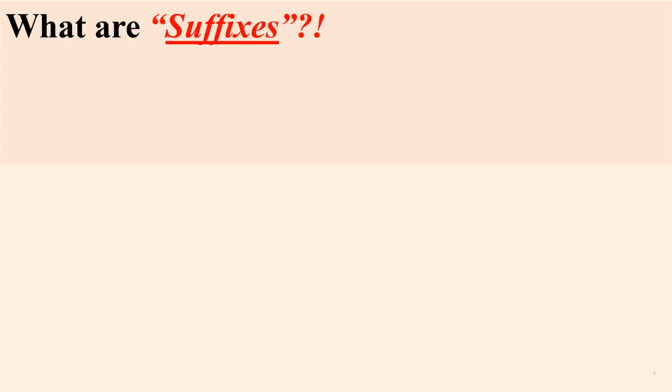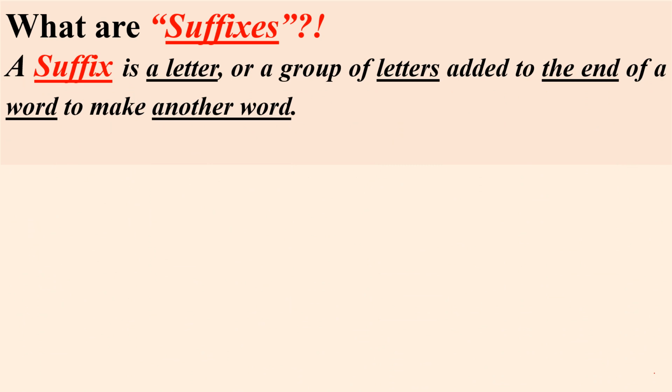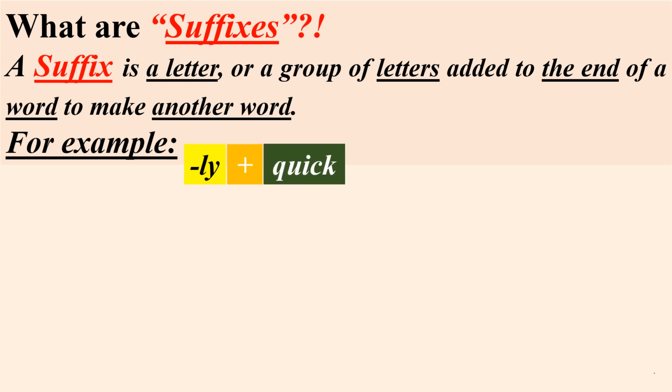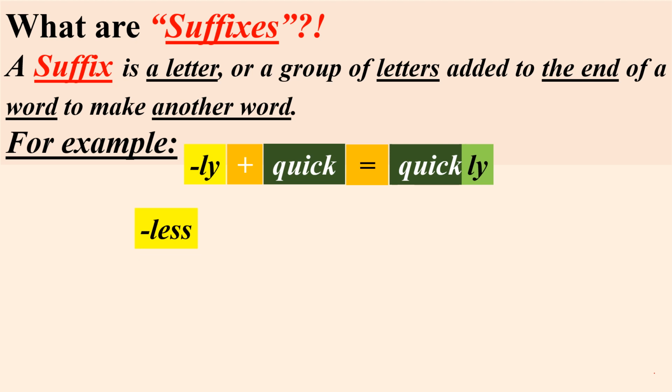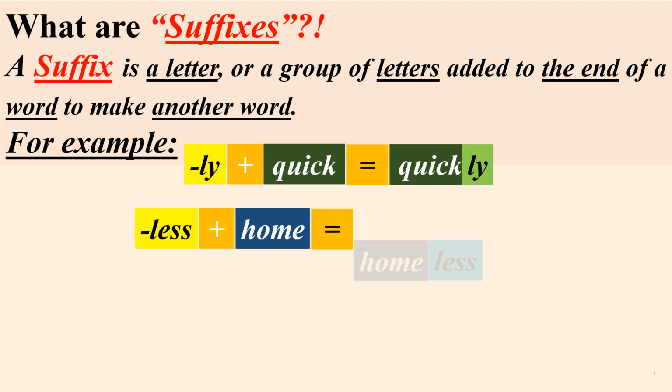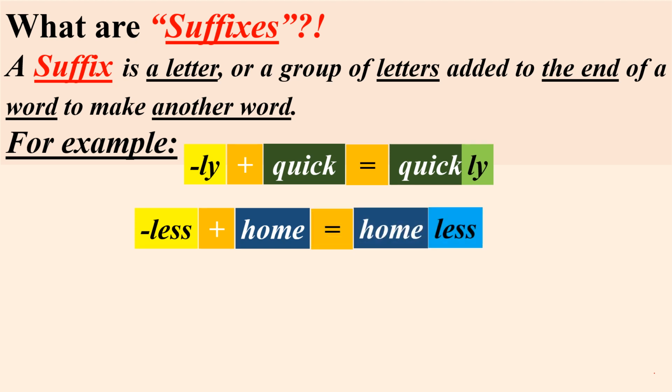What are suffixes? A suffix is a letter or a group of letters added to the end of a word to make another word. For example, the suffix ly can be added to the adjective quick to form the adverb quickly. The suffix less can be added to the noun home to form the adjective homeless. Amazingly enough, you can even turn the adjective homeless back into a noun by adding the suffix ness to get the noun homelessness.